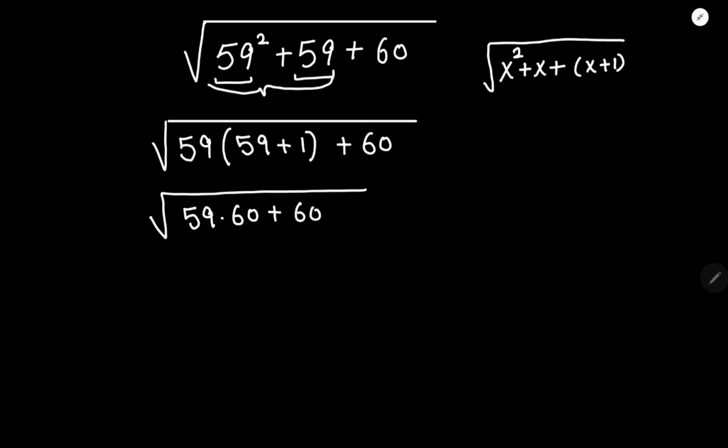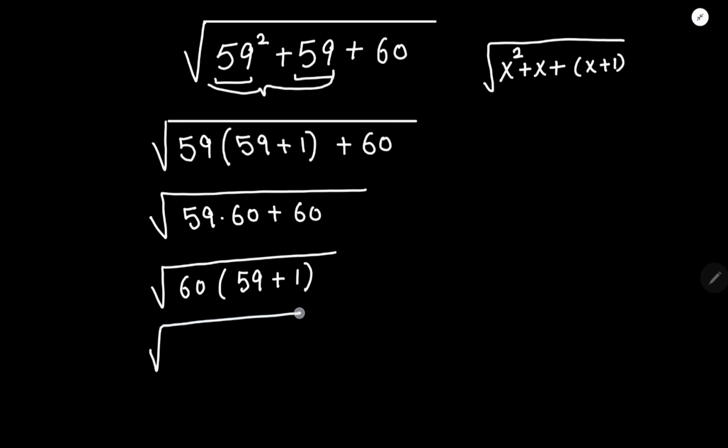So we will always get this number that we can take common in these types of questions. From these two we can take 60 common, right? Now what are we left with? We are left with 59 plus 1, right? So this is 60 times 60. Now this is 60 square raised to power 1 by 2, right? If we cancel out the powers, 2 times 1 by 2 is cancelled out. So the answer is 60. That means the answer is x plus 1.